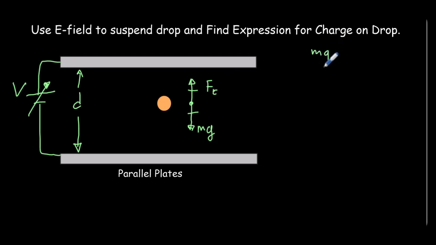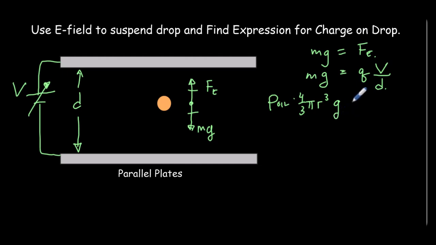So we could say that mg must be equal to the electric force. And the electric force will be given by whatever the charge is on the drop times the electric field, which is V over d. That will equal mg. We would now like to write the mass in terms of the radius of the drop and the density of the drop. So mass is equal to density times volume. If we take the density of the oil drop and multiply it by the volume of the drop, 4/3 pi r cubed, times g, then that should equal q times V over d.